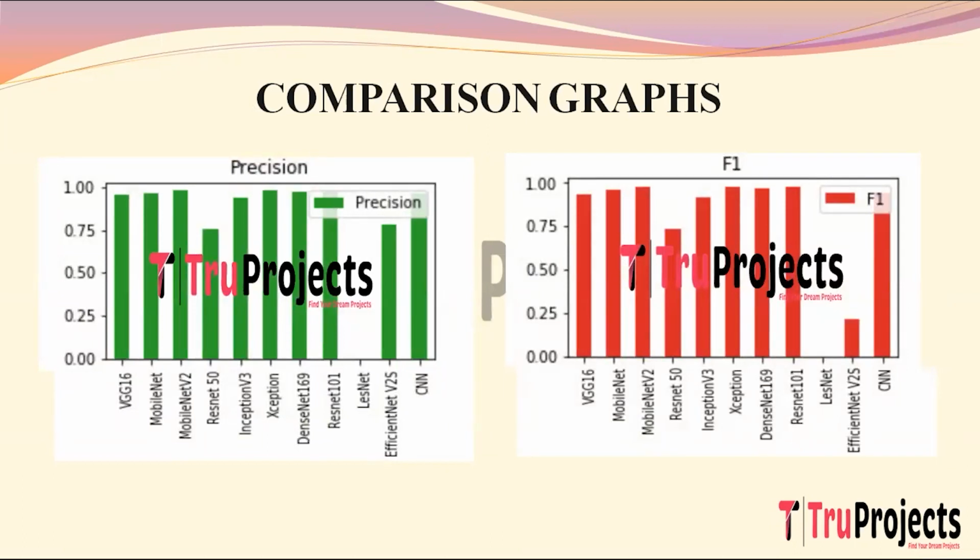So the algorithm which is best performing in all the performance metrics will be used for classifications. And we can see MobileNet V2 has outperformed all other models in all the performance metrics. So we will deploy it in Flask.